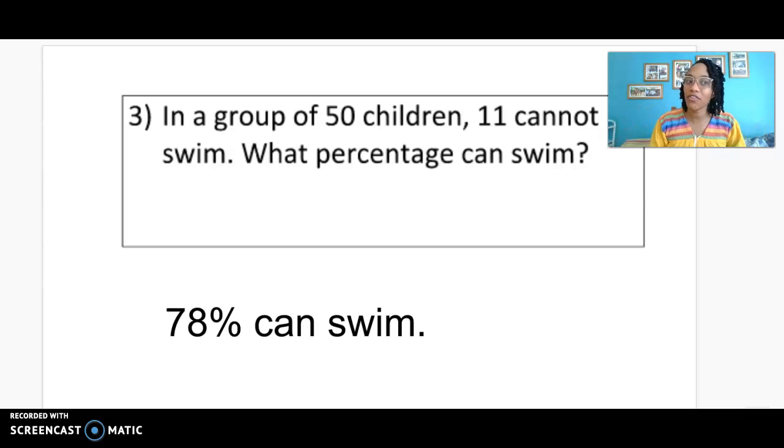Now, some of you might have thought that answer was 39%. But remember, it was actually 39 out of 50. And percent means out of 100. So if we have a fraction where the denominator is not 100, we need to use equivalent fractions to multiply and show an equivalent fraction where the denominator is 100, so we can easily turn that into a percent.